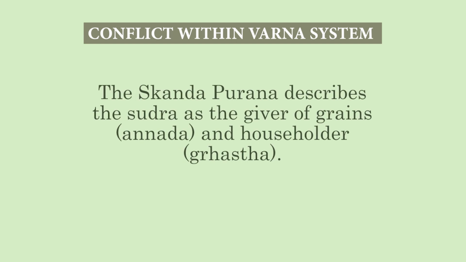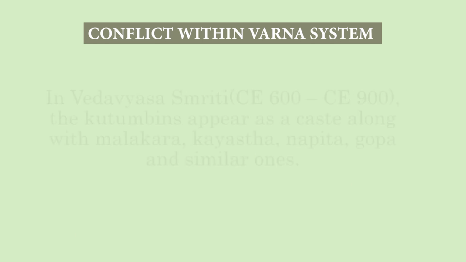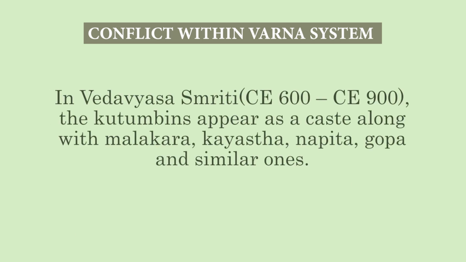Often we find that the Skanda Purana is describing a Shudra as the giver of grains or onnoda and householder or grihastha. Another text by Hemchandra defines the farmers and the cultivators as Kutumbis. These Kutumbins also become a part of the caste structure along with the Malakars, Kayasthas, the Napito, Gopa, and so on.